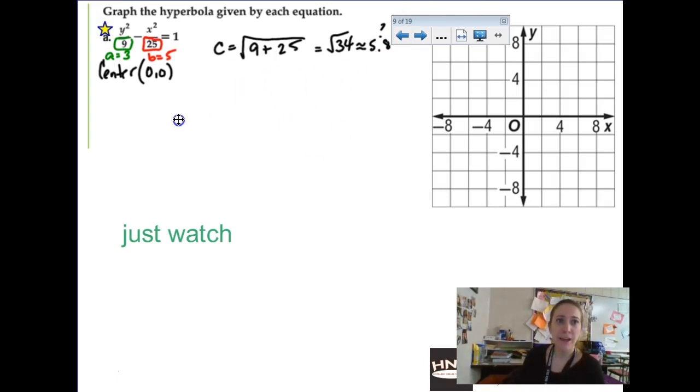Anywho, coming back, what we're going to do now is we're going to plot some things, and the first thing I would plot, even though it's not part of the branch, is the center at 0, 0. And then I'm going to make that auxiliary box. So the a value is under the y component, which means it's a vertical direction, okay? So up 1, 2, 3 is how far up this auxiliary box is going to go. So I'm going to kind of put a mark right here. And then down 1, 2, 3.